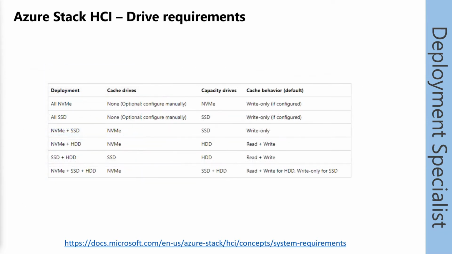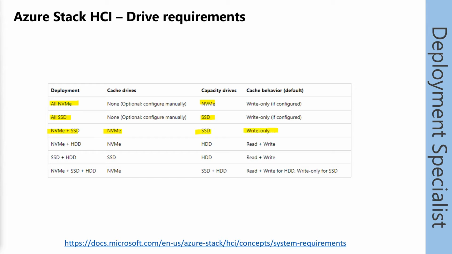The drive requirements we can see in this list here, where we can see the cache behavior in different configurations. All NVMe configurations: there we have capacity drives NVMe. We don't have a cache by default, but if we have different NVMe drive types, we could configure a manual cache. This is optionally possible. This is not the default behavior. If we have all SSDs, it's the same. When we have NVMes and SSDs, the NVMes are the cache drives, the SSDs are the capacity drives.